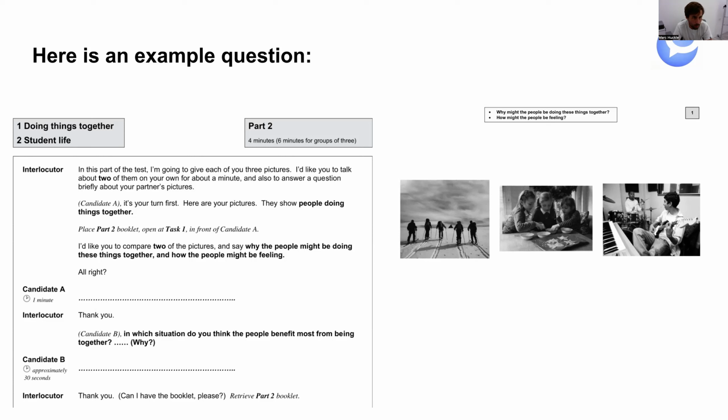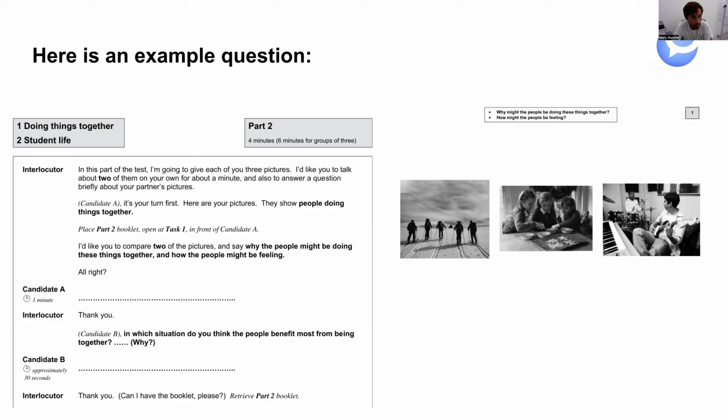So the instruction would be, in this part of the test, I'm going to give each of you 3 pictures. I would like you to talk about 2 of them on your own for about a minute, and also to answer a question briefly about your partner's pictures. Candidate A, person on the left, it's your turn first. Here are your photographs. They show people doing things together. So that's your topic, doing things together.